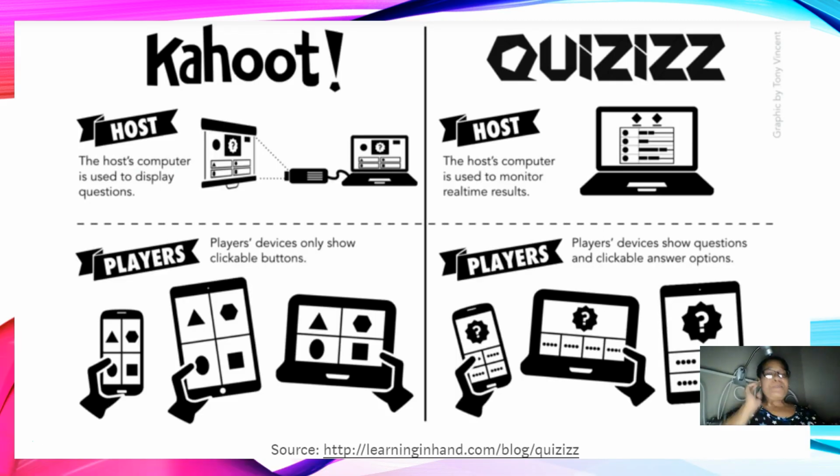So, Kahoot, you as the teacher can host this on your computer. You can use your projector to project the questions and answers on your screen. And what your students do is they get a choice of answers. Well, not really a choice of answers. They get these symbols on their devices, and those symbols match the answer choices that are on the projected screen.